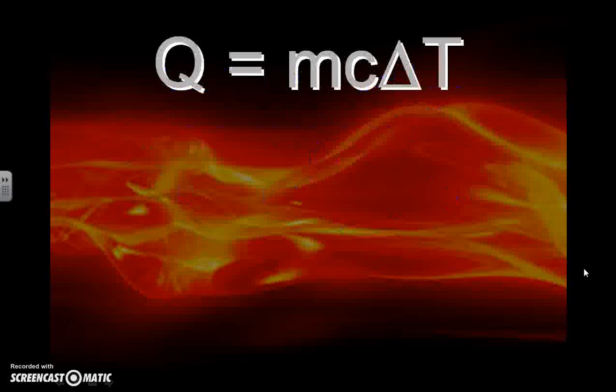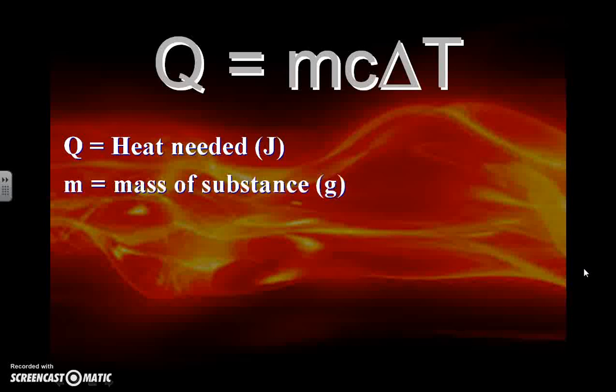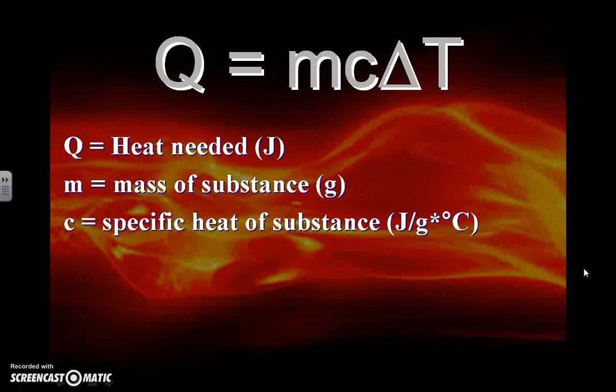Okay, so here is your formula. Let's dissect this thing. Q stands for the heat needed. It's measured in joules, just like all other energy. So heat is just a form of thermal energy. And here we have m, which is the mass of the substance in question. You've got to be careful here because it's in grams, not in kilograms like many other formulas. Okay, here we have c, the specific heat of a substance. You'll notice that the units are joules per gram per degree Celsius.